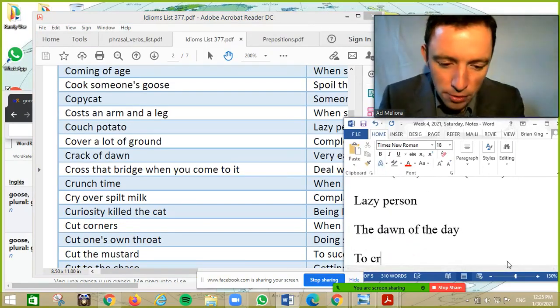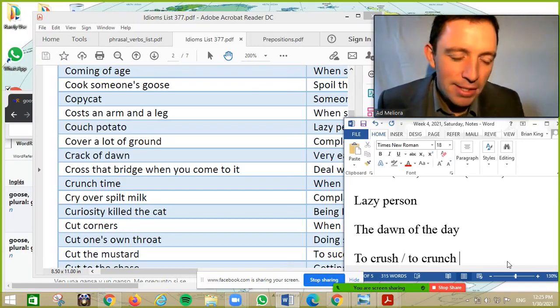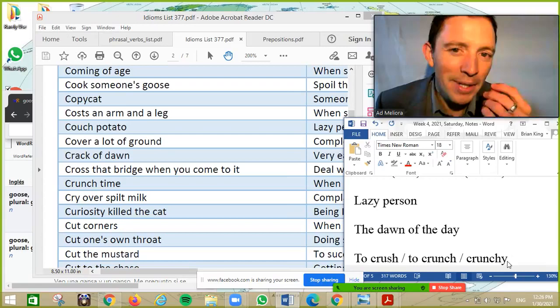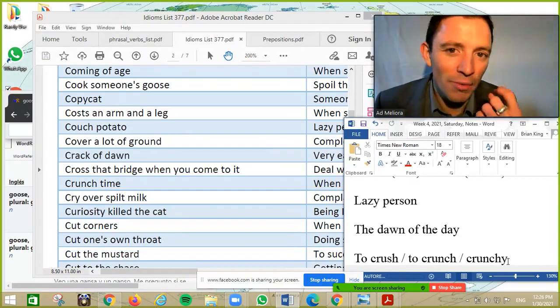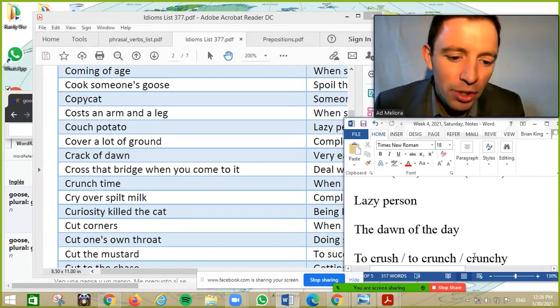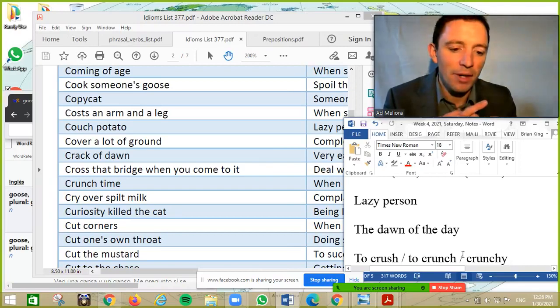So to crush is very, very similar, and to crunch. The adjective is maybe a better example. Crunchy. For example, the cereal. The cereal is very crunchy, very, very duro, muy hard. The food is very crunchy, but to crush is como destruir, okay?